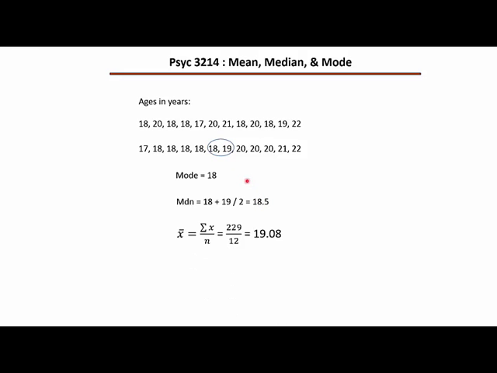And then for the mean, you can check these computations. So add all of these numbers up, and we get 229. There are 12 values there. And so 229 divided by 12 gives us the 19.08.